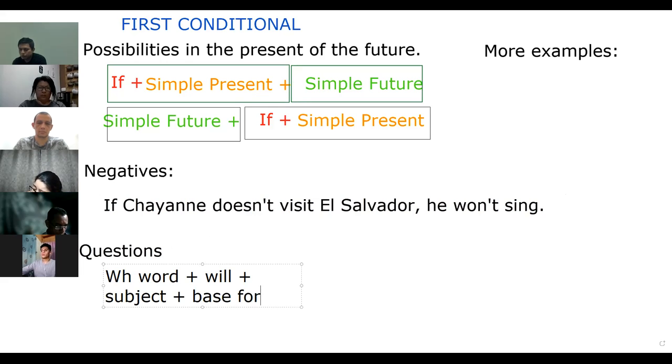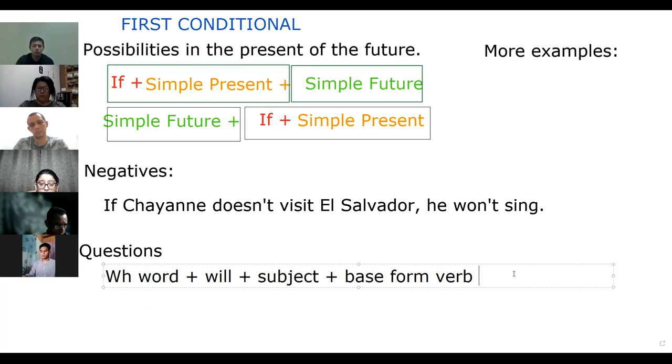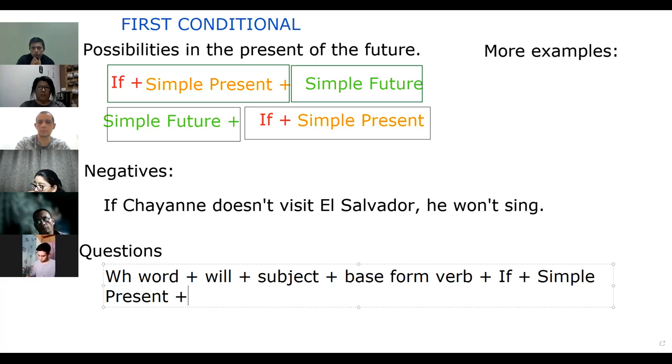Base form of verb. So what will you do, for example? What will you do if it rains, right? And then you have the if clause here, guys, okay? If, you can say plus simple present, okay? Plus question mark.